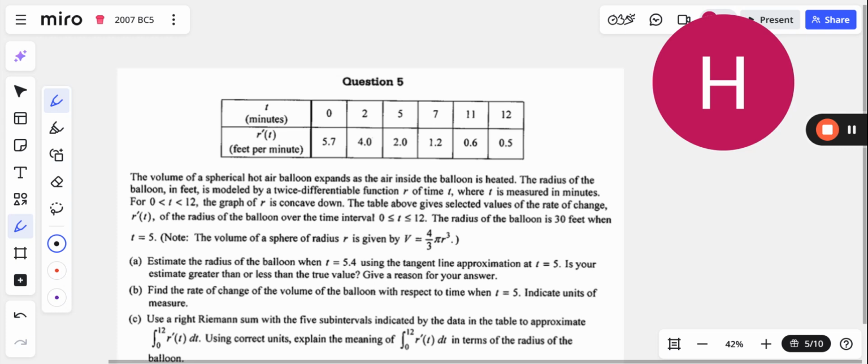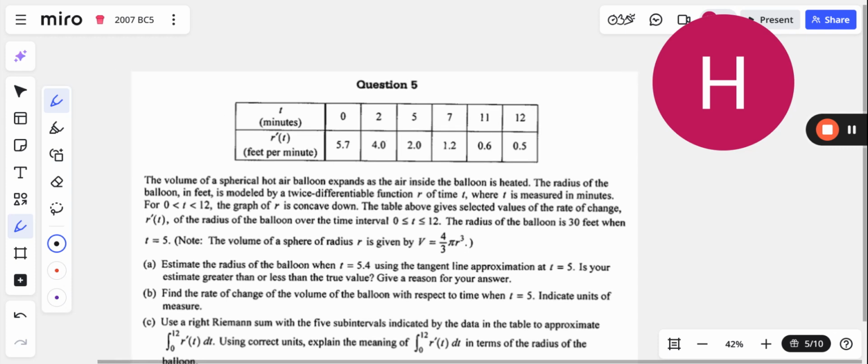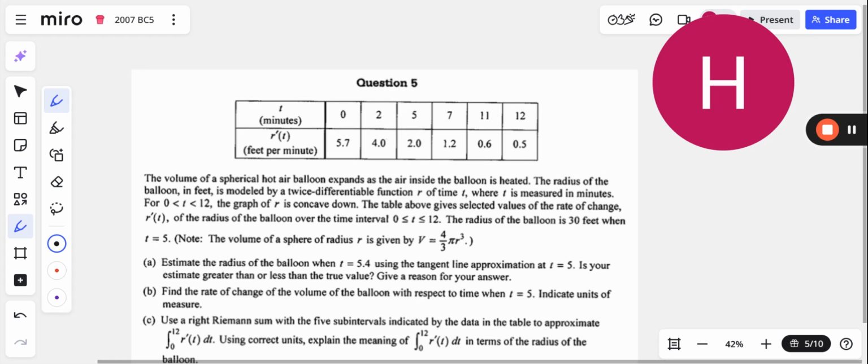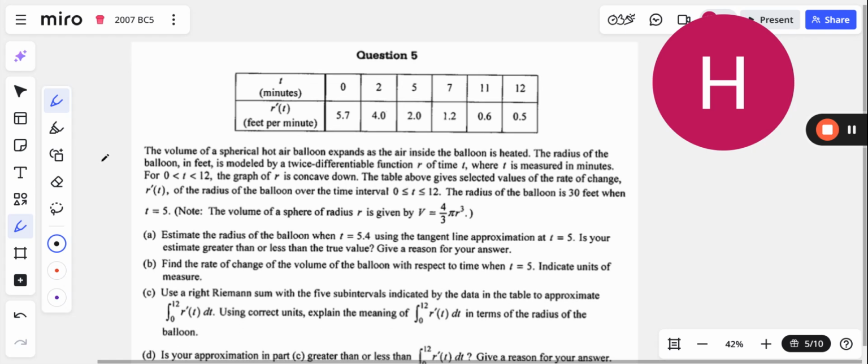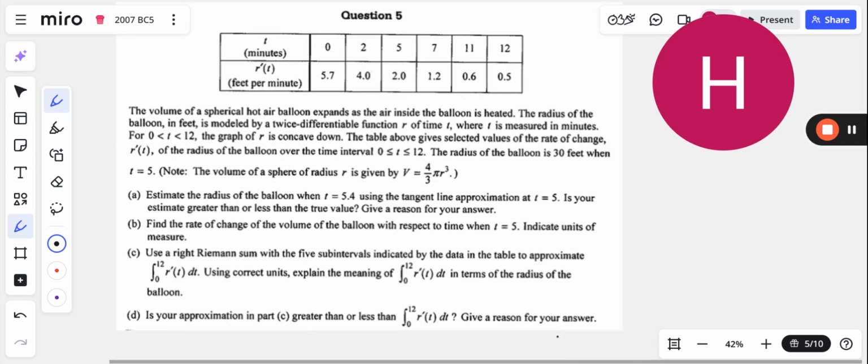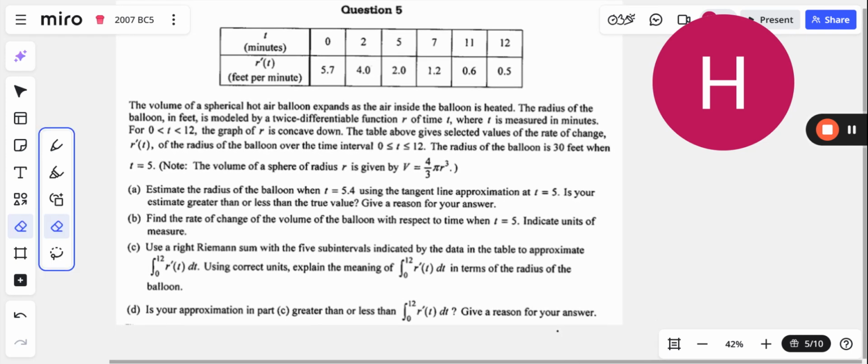Today we've got a problem from the 2007 AP Calculus BC exam. That being said, I don't think there's anything which requires a BC technique specifically. So if you're an AB, you can totally approach this problem. Very doable.